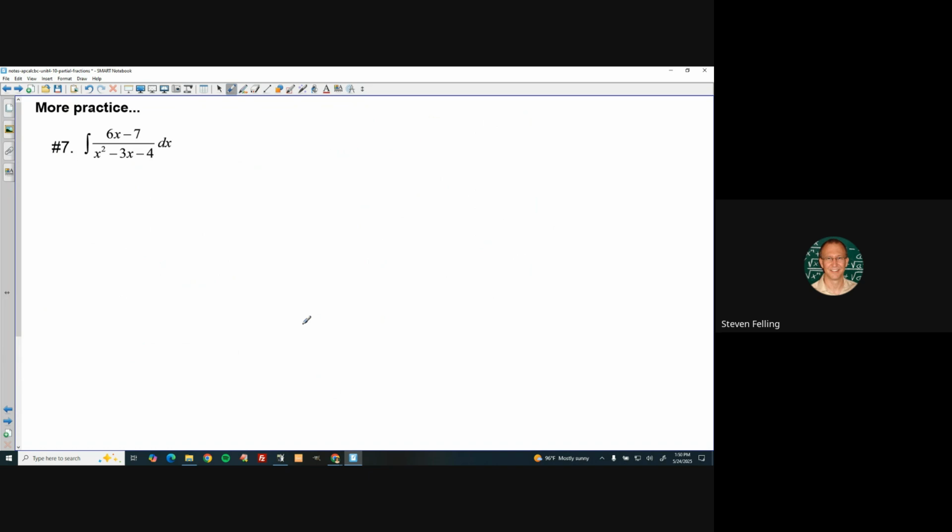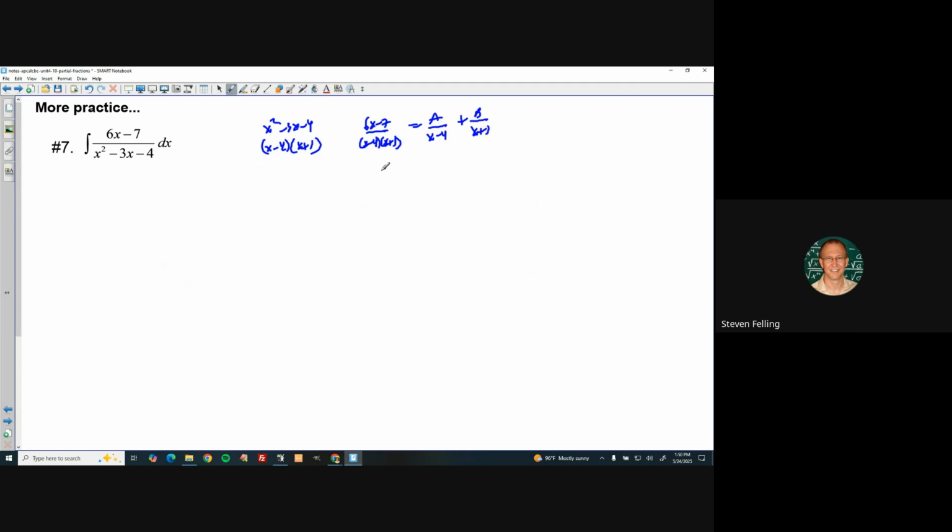Here's another one. You can give this one a shot. Nothing particularly different about this, but one more to practice. I would factor x squared minus 3x minus 4. Does that factor into, let's see, minus 4 plus 1? Is that right? Minus 4 plus 1, yep. So we can write this as 6x minus 7 over x minus 4 times x plus 1. That's going to be a constant over the x minus 4, plus a different constant over the x plus 1.